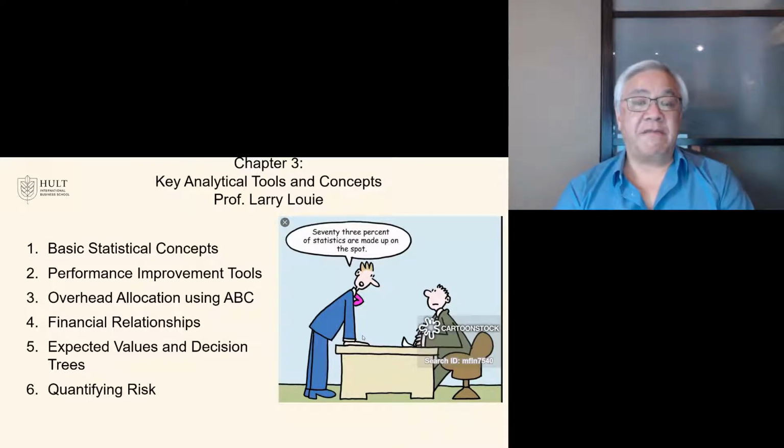Then we'll cover expected values and decision trees. You may have seen this before. If not, it's a powerful tool that we should have in our quiver. And finally, look at quantifying risk, ways for us to, when we finish the model, be able to show our bosses that we've been thorough in our consideration of what else may occur other than our expected case.